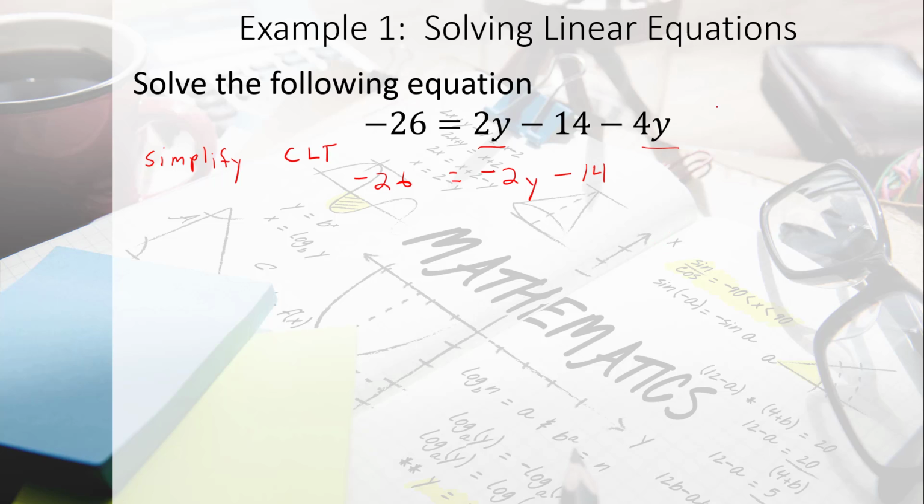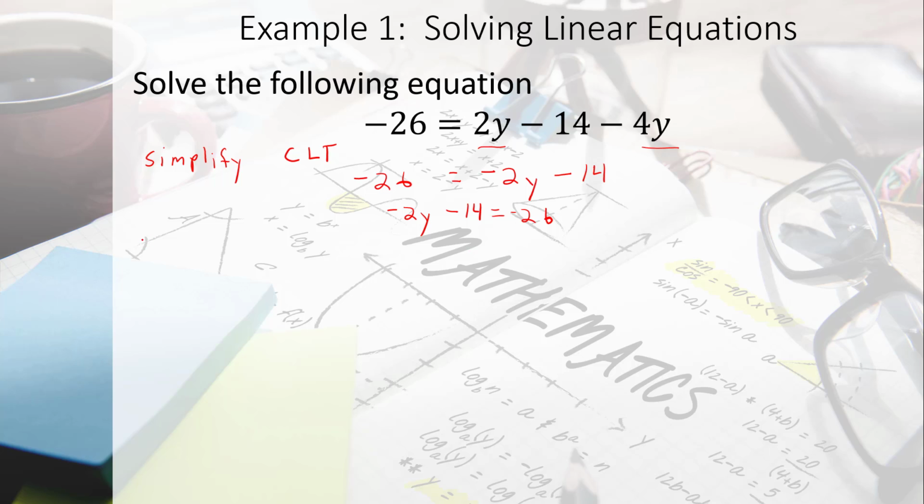Now, it is true that this looks more like c is equal to ax plus b, but that is really okay. We can still work with this even though the equation is kind of flipped. If this does bother you, what you could do is just flip both sides of the equality. So if you wanted to, we could write this as negative 2y minus 14 is equal to negative 26. It's not necessary, but if you're comfortable with this orientation, there's no reason why you can't do that.